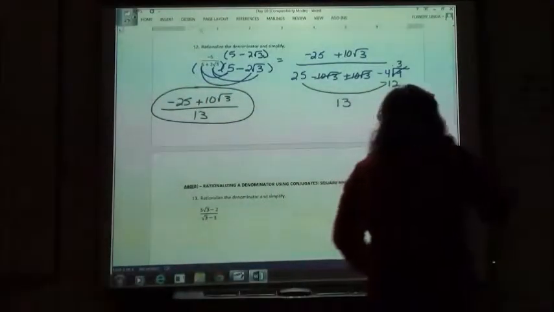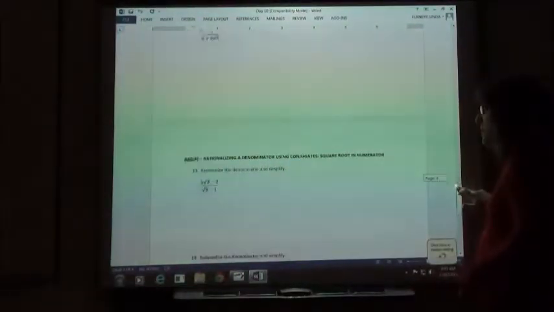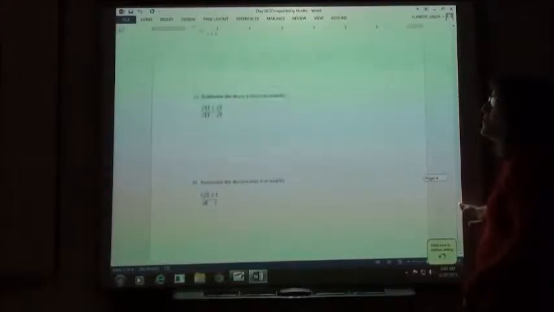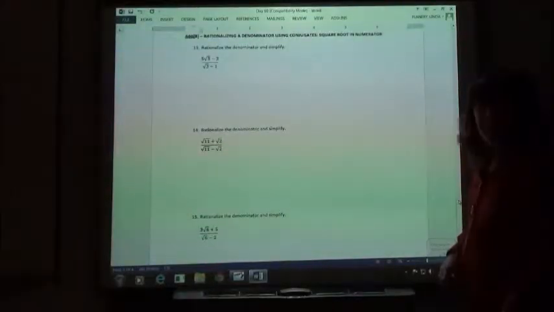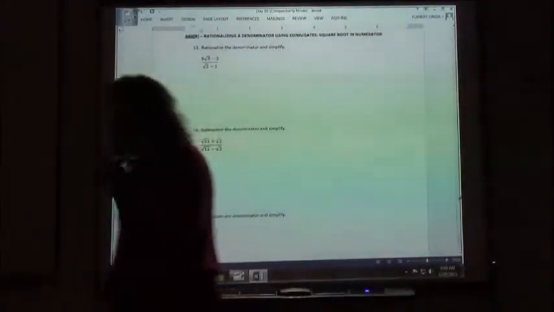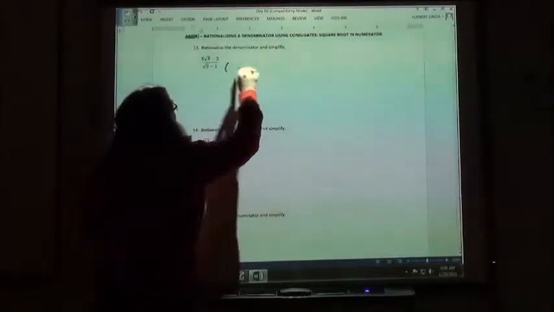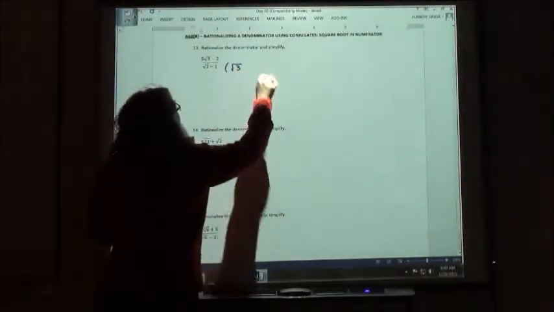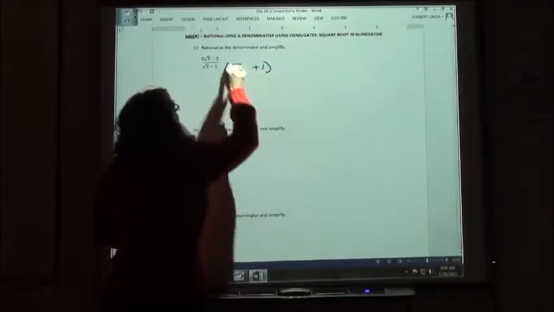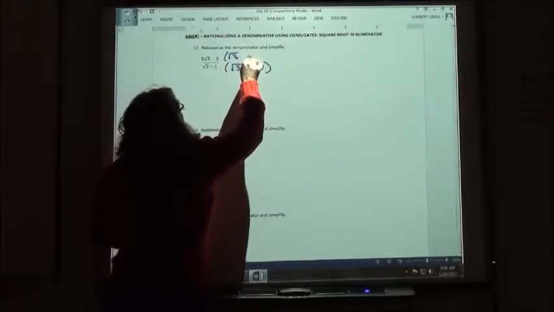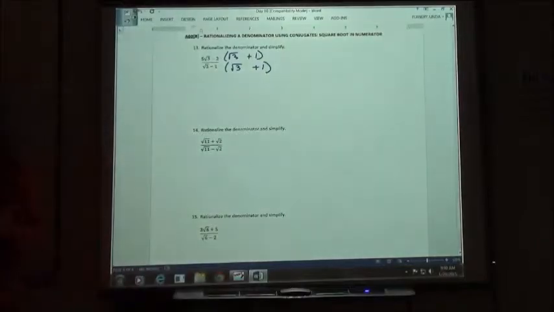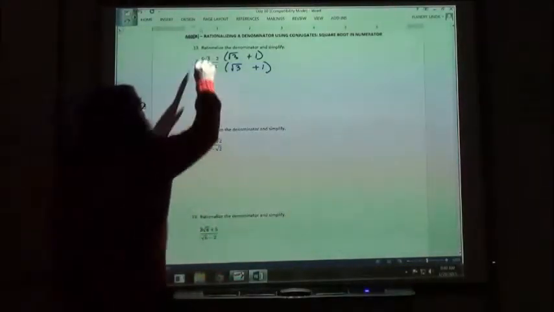All right, now we're still rationalizing the denominator, but notice the top's got a little more complicated than the ones we just did, right? But we're still doing the same thing. I want to rationalize the denominator, so I'm going to multiply by the conjugate of the bottom, which means on the first one we're going to multiply by the square root of 3 plus 1. So now we have to FOIL both the top and the bottom.